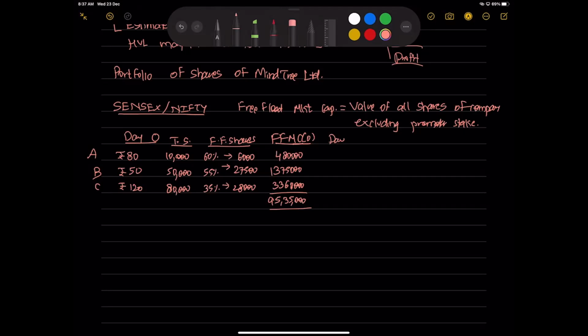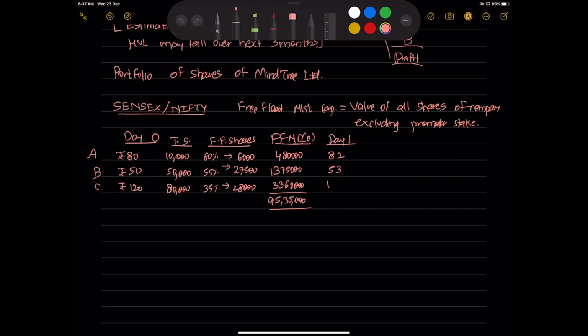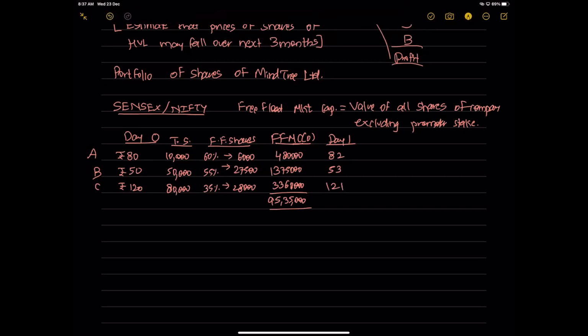Now tomorrow on day 1, at the end of day 1, suppose the prices became 82, 53, 115, or maybe let's say 121, let's assume. So now if I want to calculate the free float market cap on day 1, how will I get it? What should I multiply with what? 82 into 6,000, 53 into 27,500, 121 into 28,000. Multiply these and tell me the total free float market cap on day 1.